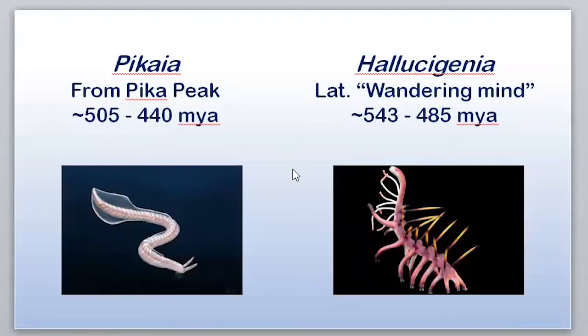Pikaia is one of the first chordates, not vertebrates but chordates, which include us, that evolved in the sea. So basically, Pikaia is one of our ancestors. It's a chordate. Then Hallucigenia is still a mystery for paleontology, because when they first found a fossil of this creature, they were unsure whether it was an animal or a plant. They were also unsure which was the upper end and which was the bottom end. It's a very weird looking creature, so they named it Hallucigenia, which means wandering mind.